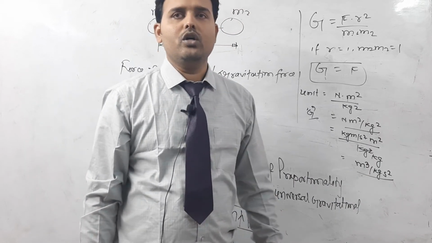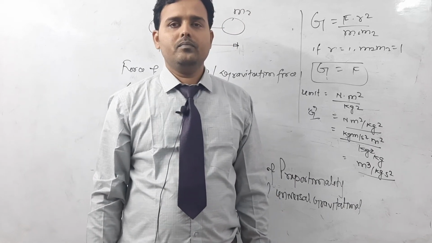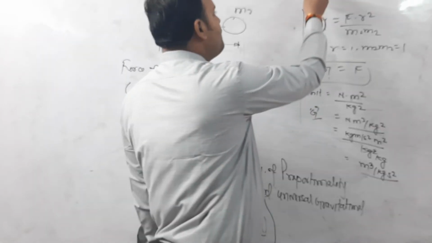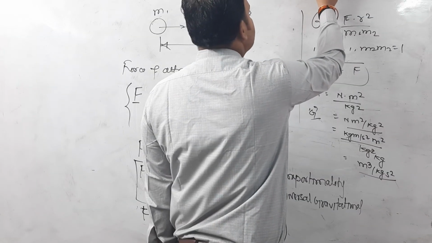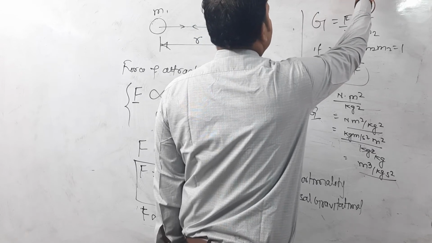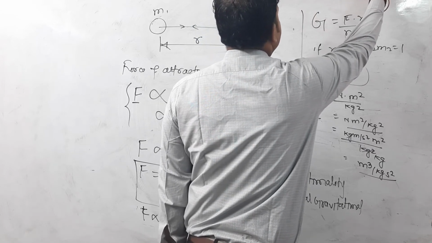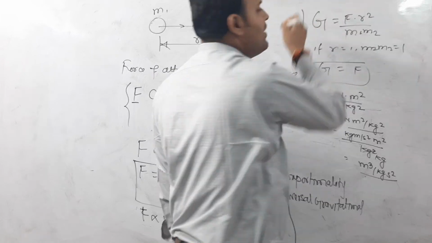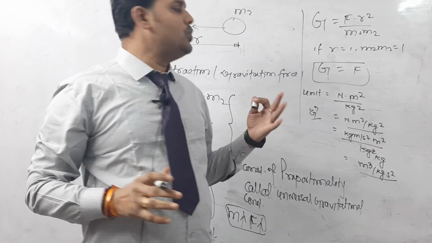Now dear student, the value of G is 6.67 into 10 to the power minus 11 Newton meter square by kg square. So this is the value of G. I hope you have understood all these things.